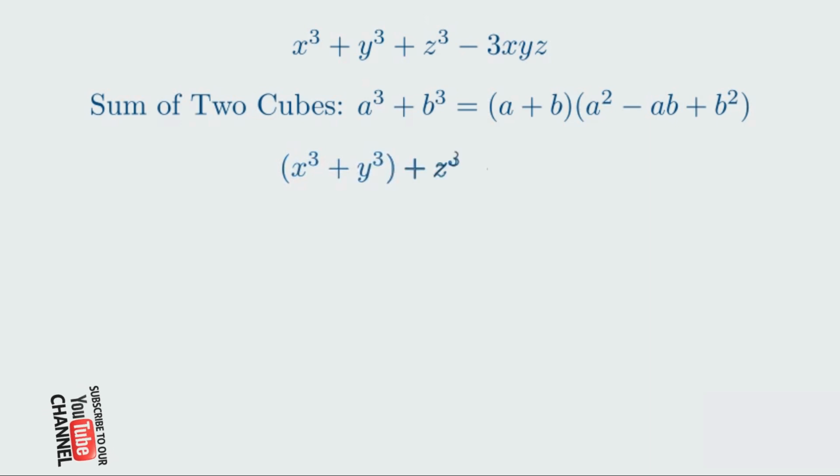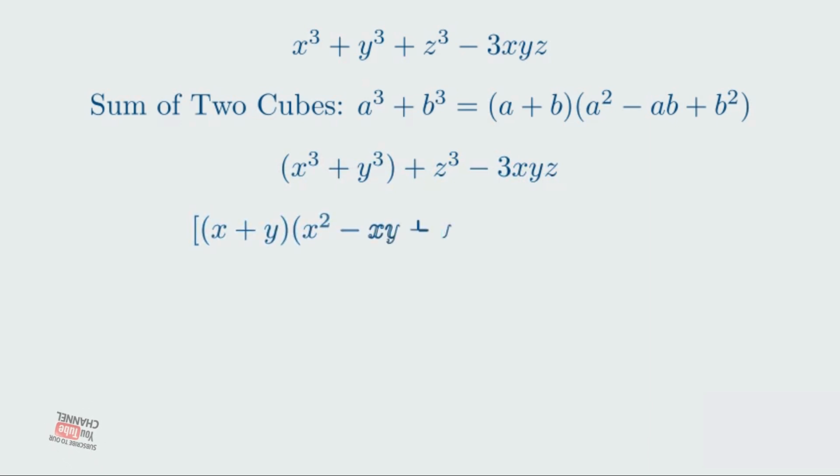We can group x cubed and y cubed together. Applying the sum of 2 cubes identity, we get the quantity x plus y times the quantity x squared minus xy plus y squared, and we still have the plus z cubed and minus 3xyz. Now we can see another structure. Let's call the term x plus y our new a and z our new b. We have another sum of 2 cubes, a cubed plus b cubed.